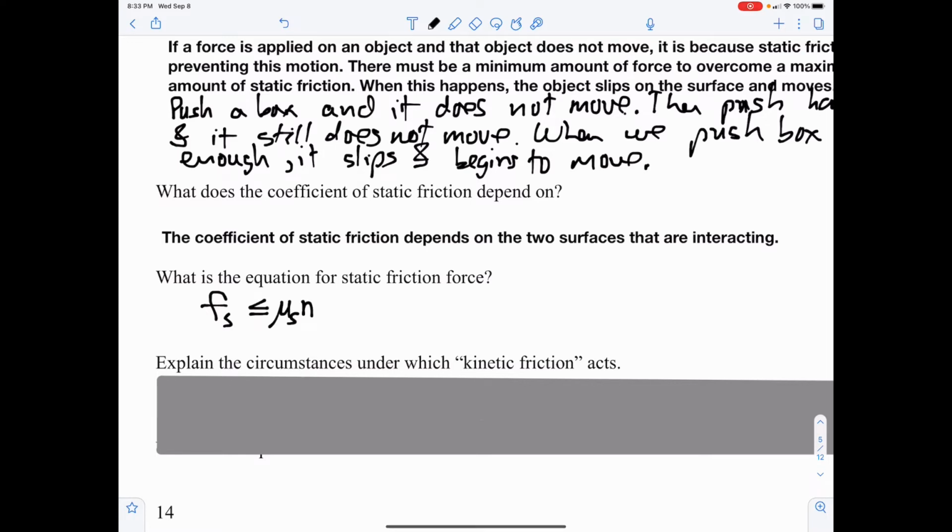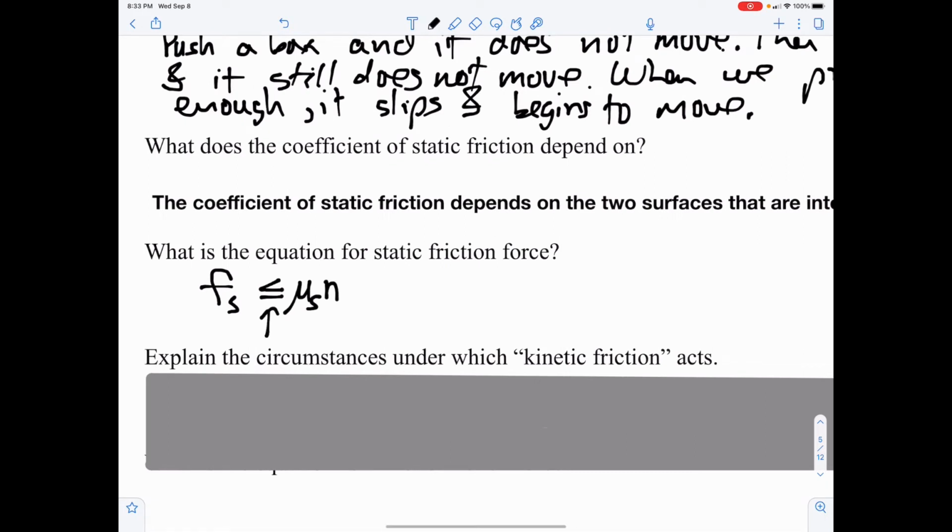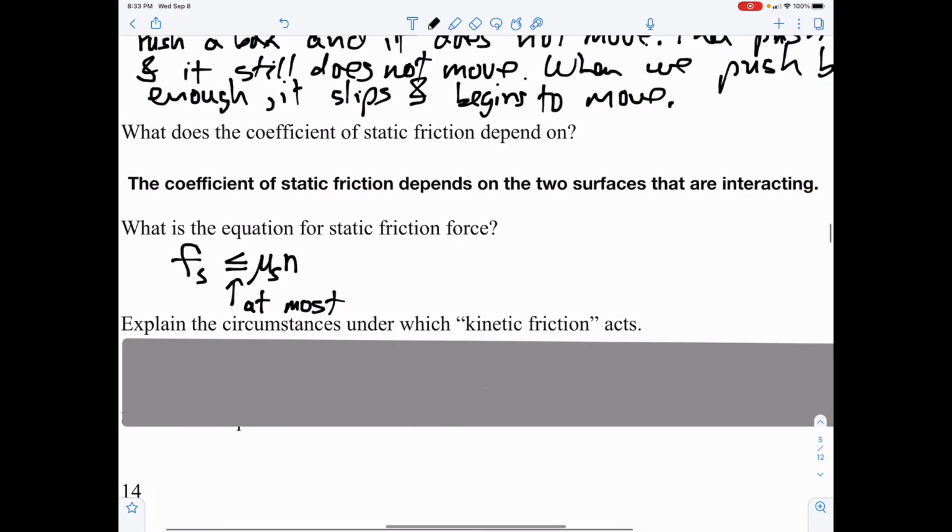Now, this right here is an inequality that basically means it's going to be all static friction values less than or equal to a certain value. In other words, up to a maximum value. So what does that mean? It means at most, right? That means at most. So we're talking about a maximum, all the static friction values that lead up to a maximum.